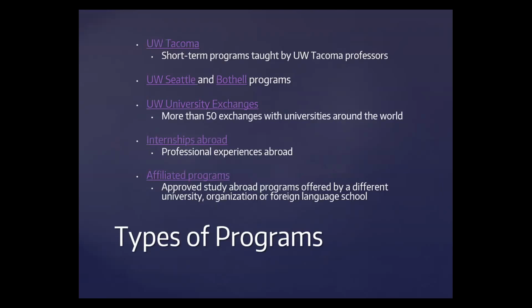You can also study abroad through affiliated programs, which are approved study abroad programs offered by a different university, organization, or foreign language school. These are all listed on the UW Seattle website. Again, UW students have a plethora of study abroad options. Please keep in mind that the Office of Global Affairs at UW-Tacoma offers advising to all study abroad students, but we may refer students to either Bothell or Seattle if they choose to attend one of their programs.